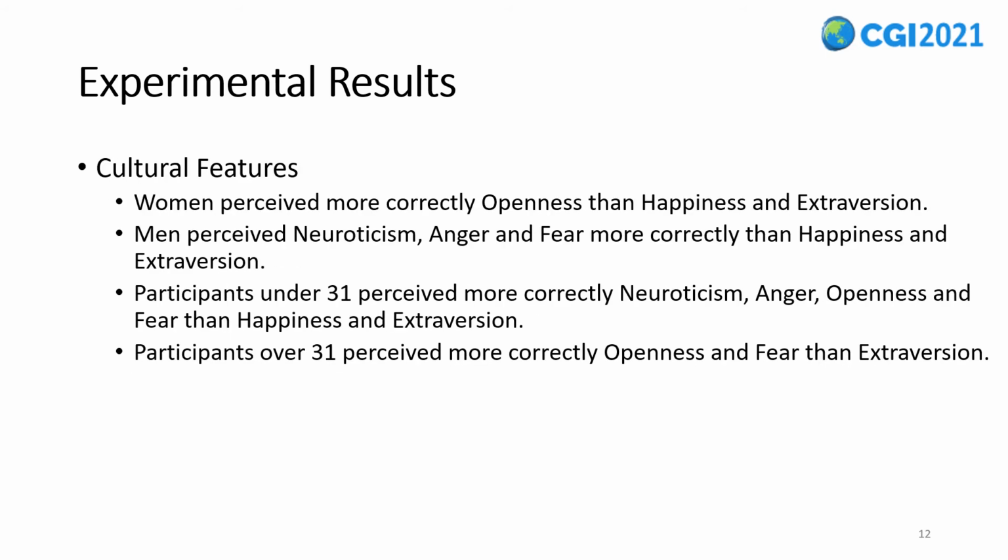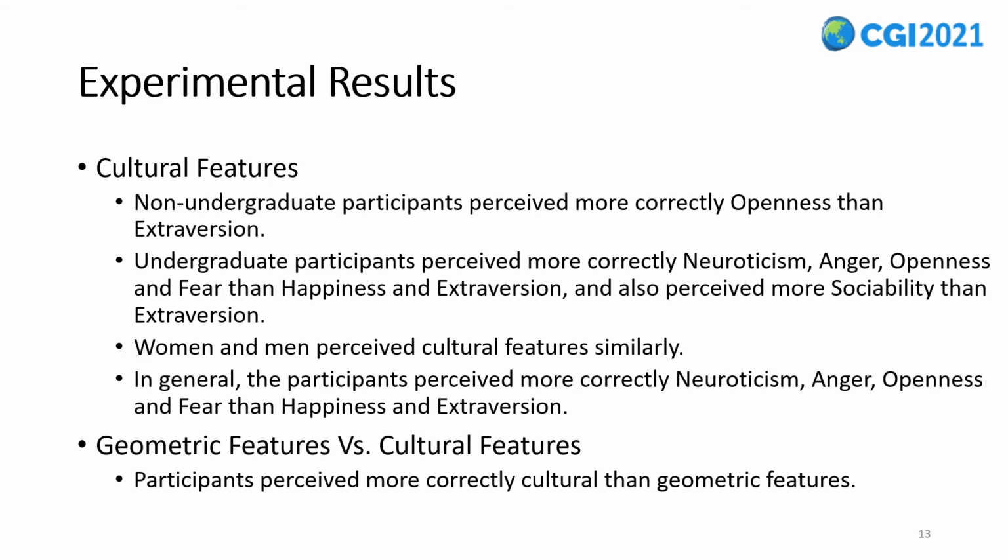About cultural features, women perceive openness more correctly than happiness and extroversion. Men perceived neuroticism, anger, and fear more correctly than happiness and extroversion. Participants under 31 perceived neuroticism, anger, openness, and fear more correctly than happiness and extroversion. Participants over 31 perceived openness and fear more correctly than extroversion. Non-undergraduate participants perceived openness more correctly than extroversion. Undergraduate participants perceive neuroticism, anger, openness, and fear more correctly than happiness and extroversion, and also perceived sociability more correctly than extroversion.